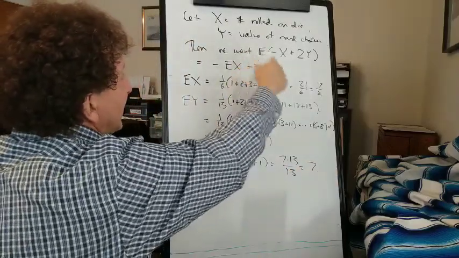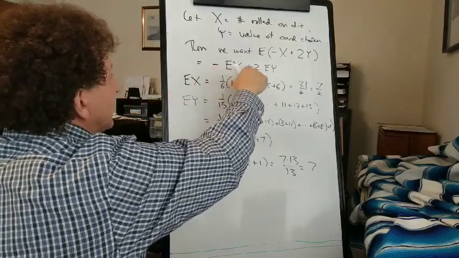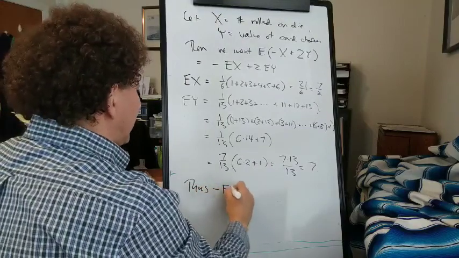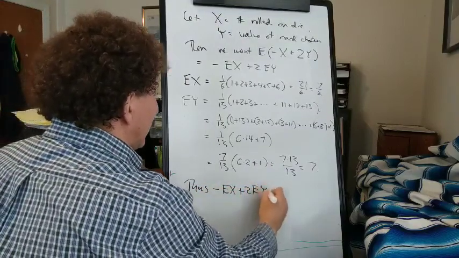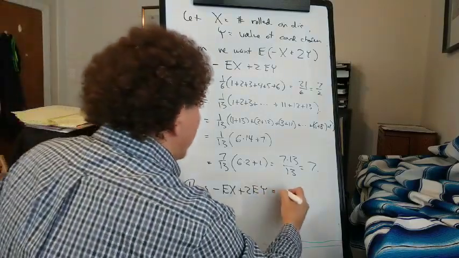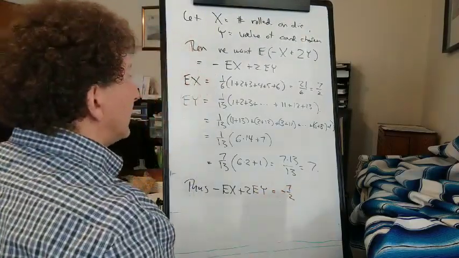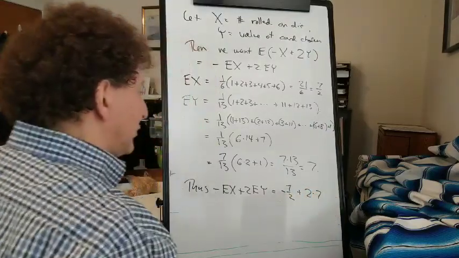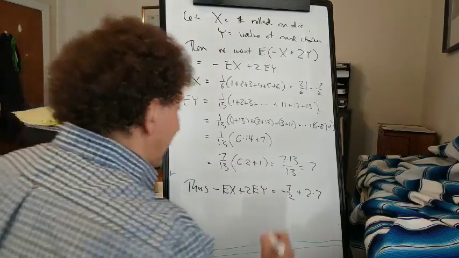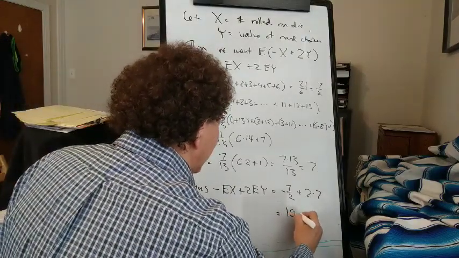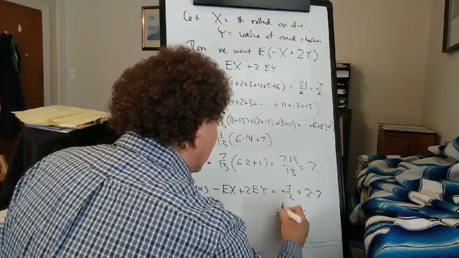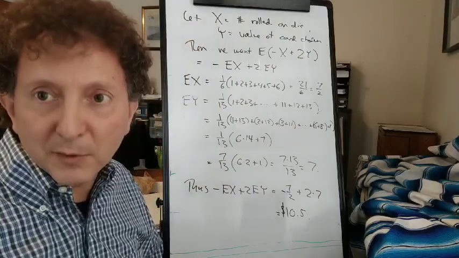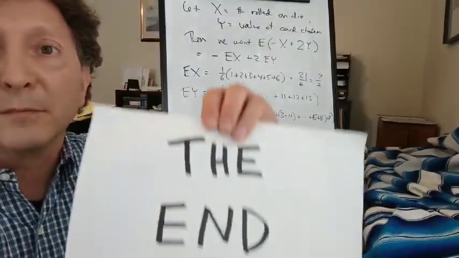We want minus the expected value of x plus 2 times the expected value of y. So that means that minus the expected value of x plus 2 times the expected value of y is minus 7 halves plus 2 times 7. So 14 minus 3.5 is 10.5. So that's the amount of money we expect to win by playing this game. The end.